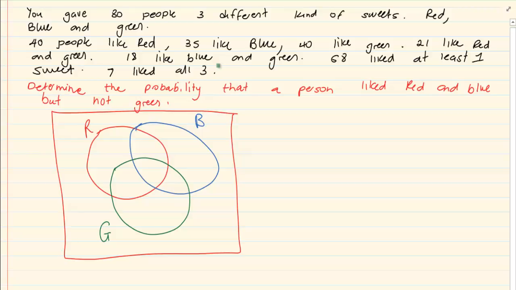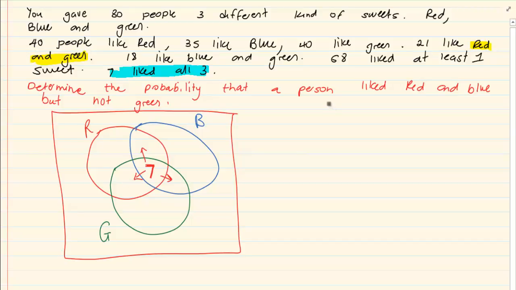Now, I told you when you're starting, start with the inside. So the one way is all would be your perfect center. So if I say 7 liked all, then that means I'm putting a 7 right here in the center. Now, let us look for red and green because remember I told you we're going to try and move out. Now, can we find red and green? They tell us 40 people like red. Okay, let's go on. 21 liked red and green. So under red and green, I'm going to put how much.